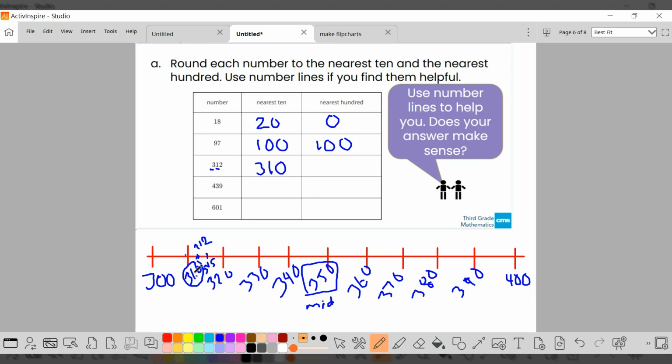All right, hopefully you said it's closer to 300. Why? Because it's only 12 steps away from 300. So the nearest 100 is 300.